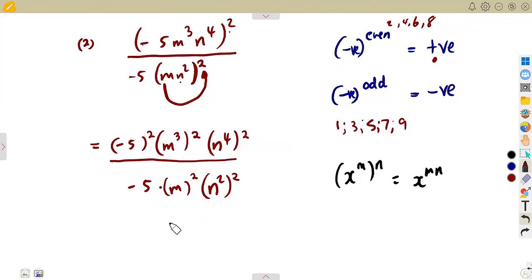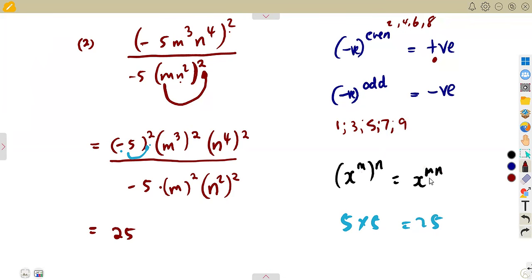All right, let us simplify the first part. So we have negative 5 being raised to the exponent of 2. Like I explained, the negative is going to be a positive. So 5 squared, that means 5 times 5, which is going to give us 25. So meaning to say this will be 25 m to the exponent of 3 to the exponent of 2.